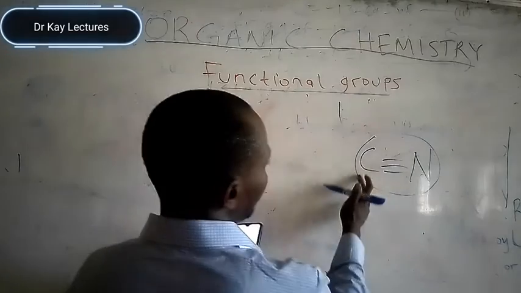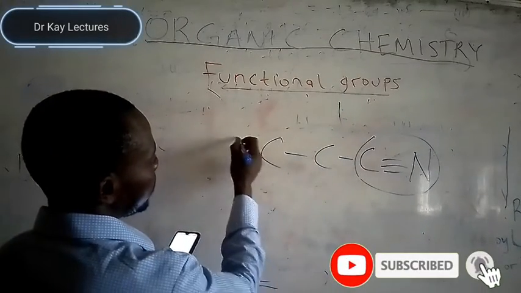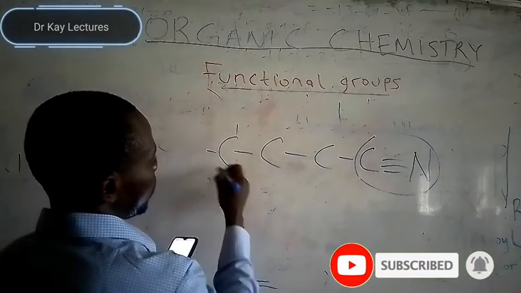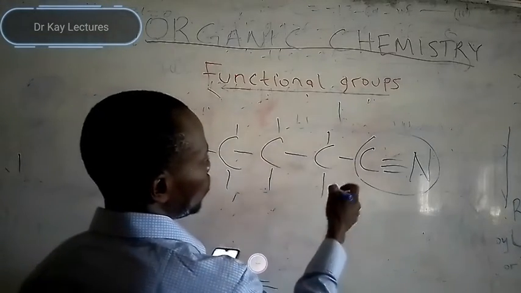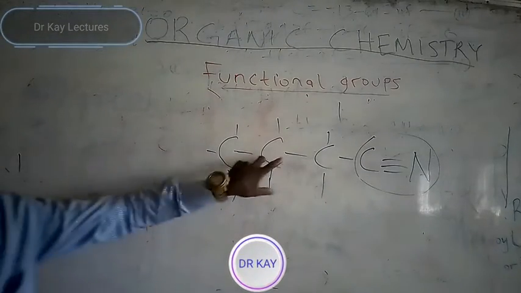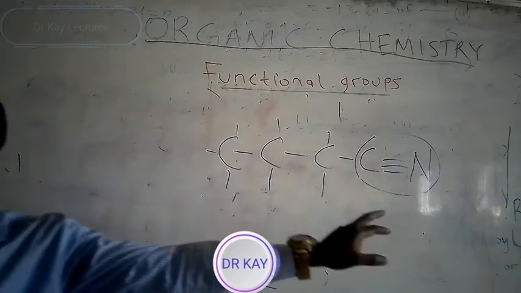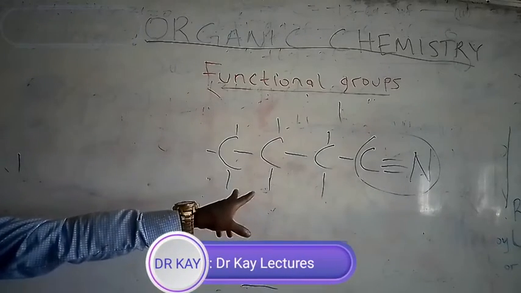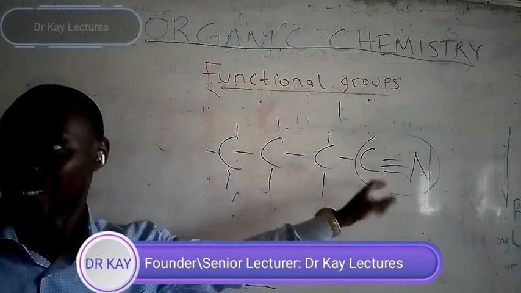Let me just write C here. Here C, here 2, and then 2. So if you want to name this compound now, you will name it 1, 2, 3, 4. That's butane nitrile. You will still count the number of carbons: 1, 2, 3, 4. So that's how to name nitrile.